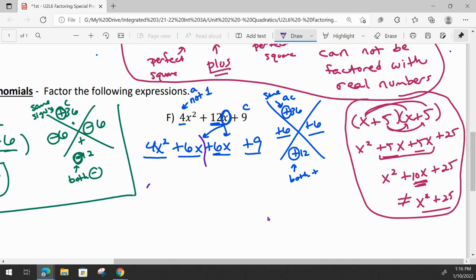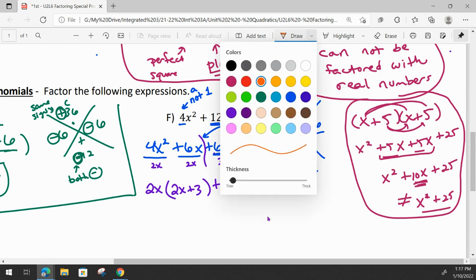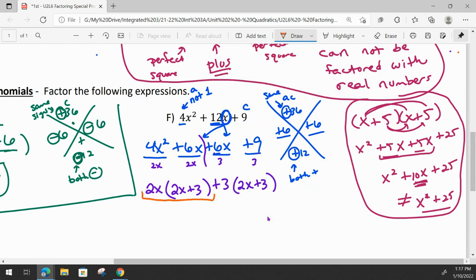We can factor out a 2x. So then when we divide each of these terms by 2x, we get 2x plus 3. And then from these two terms, we can factor out a positive 3. And when you divide both of those by positive 3, you get 2x plus 3 again. So now think of this as one term. Think of this as one term. They both have the 2x plus 3 in common.